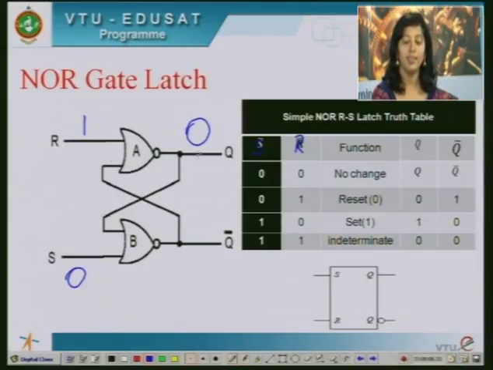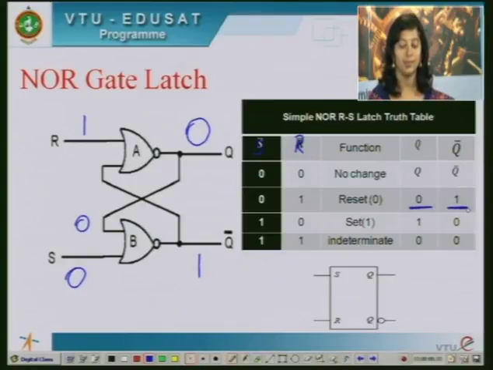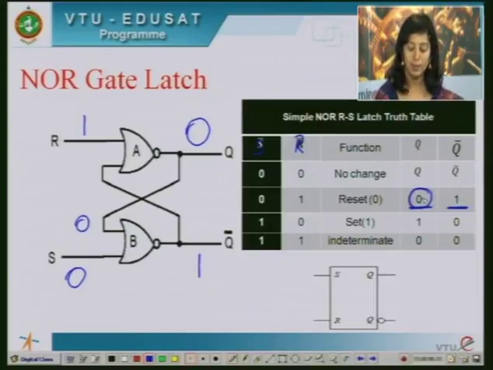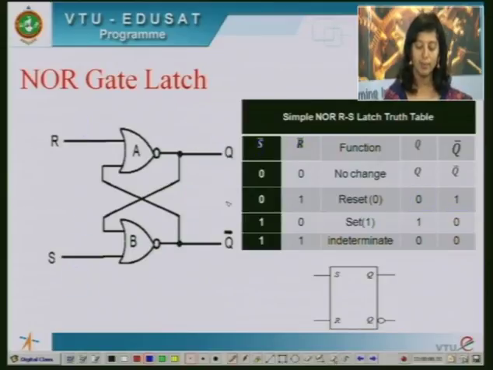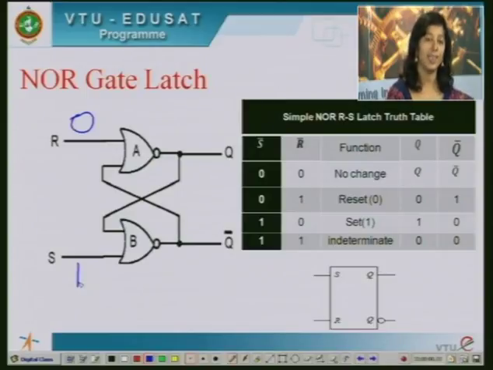So for this gate, output is 0, and for the second gate, both inputs are zeros. So 0 or 0 is 0 itself, not of that is 1. So the output here will be Q is 0, Q bar is 1. This is called as reset state. So Q is reset to 0. Similarly, the next state, R is 0 and S is 1. This is called set state.